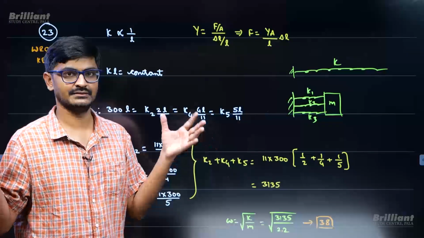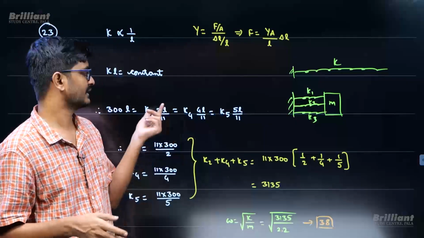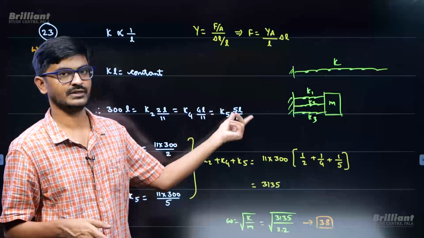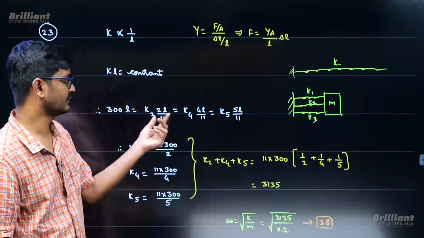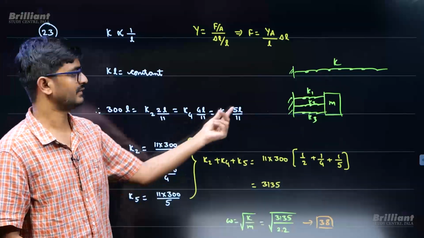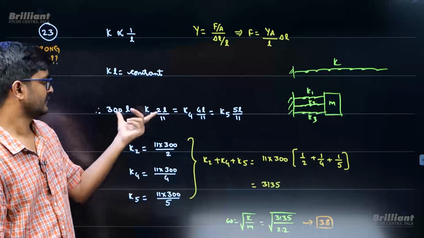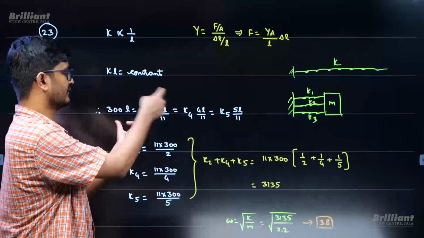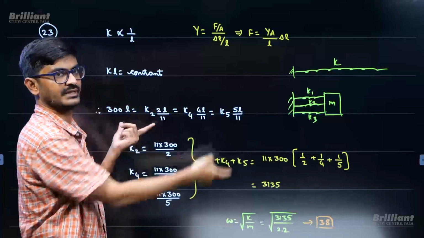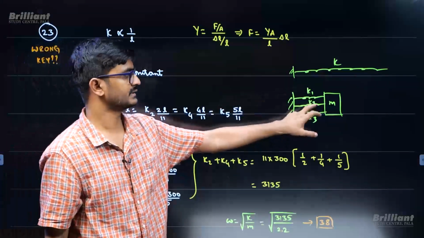You are dividing the thing into 11 parts, but you are giving 2 parts to this, 4 parts to this, 5 parts to this. So what is the new length? 2L by 11, 4L by 11, 5L by 11. From there you can get K2, K4, K5, right? When you equate these two, you will be getting K2. When you equate these two, you will be getting K4. When you equate these two, you will be getting K5. So you know all these 3 spring constants.